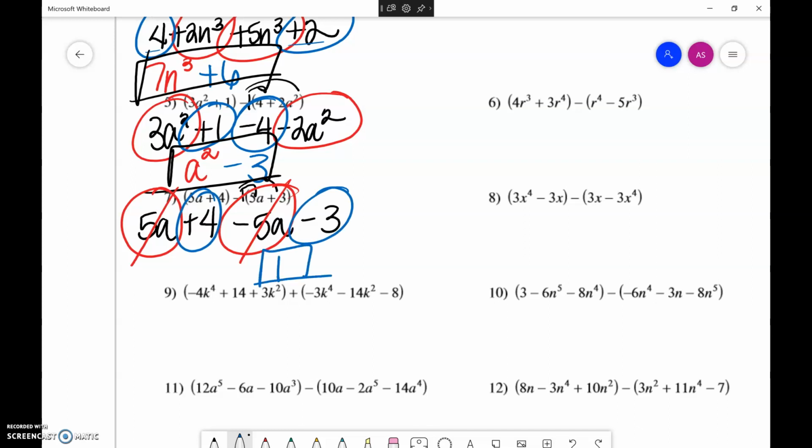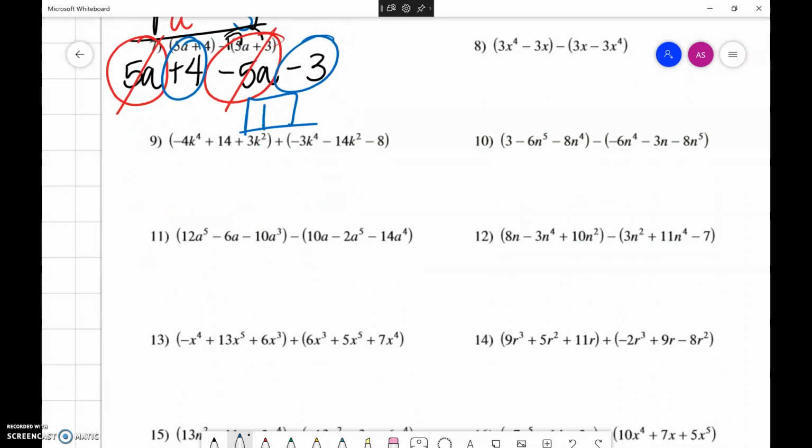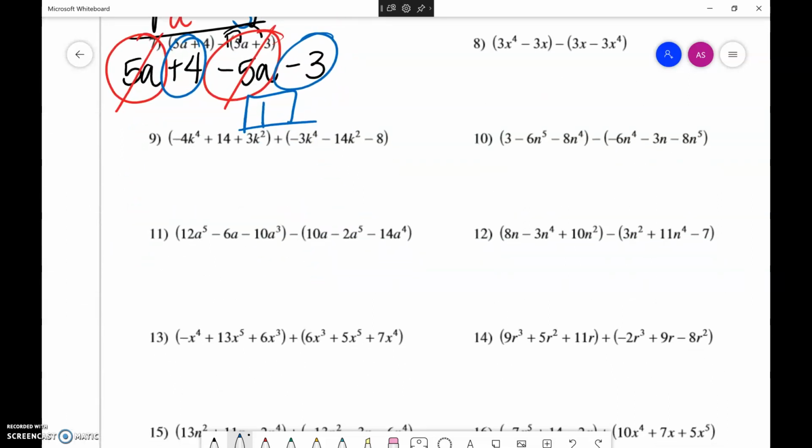So my answer for this one is 1. Okay. Now this next one, notice I have 3 terms here. So this is going to be a trinomial plus another trinomial. Since I'm still dealing with addition, I'm just going to go ahead and bring down everything.